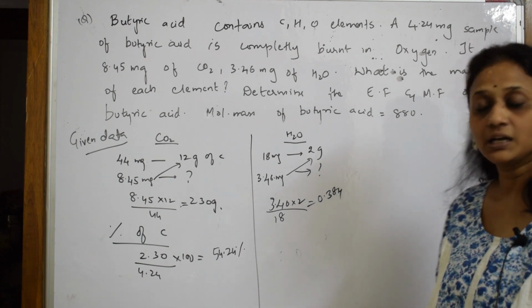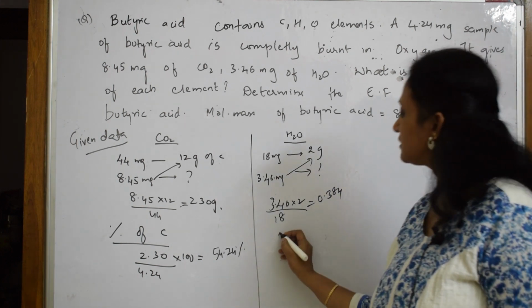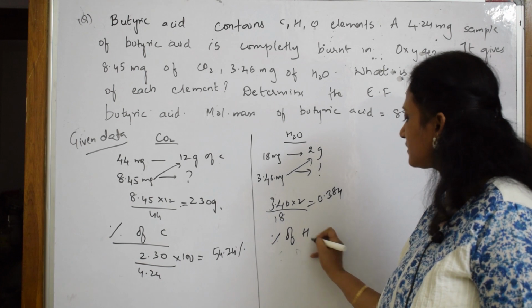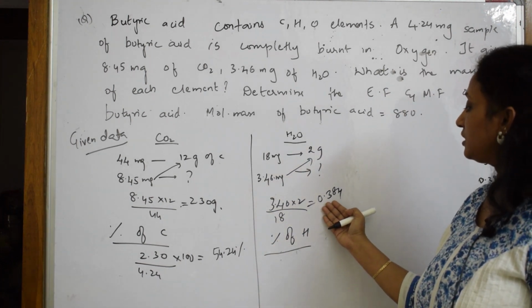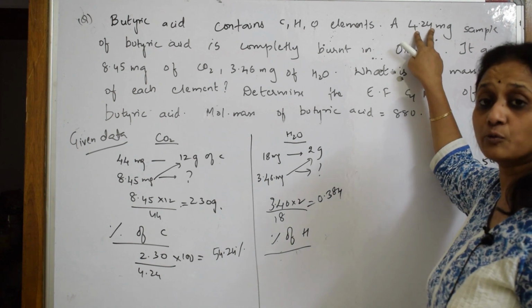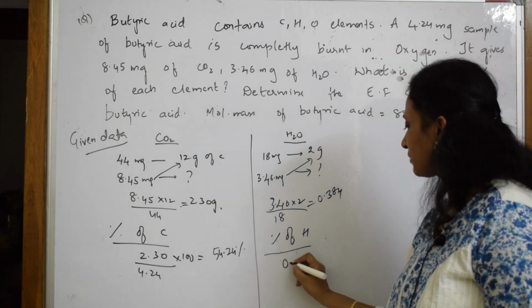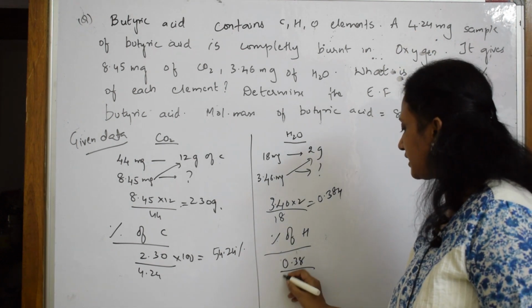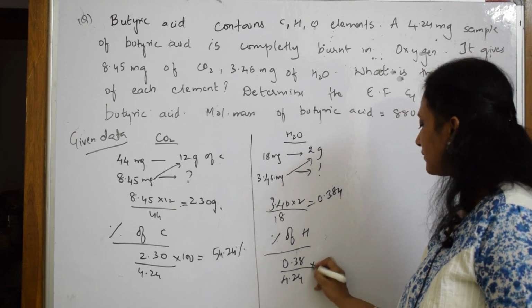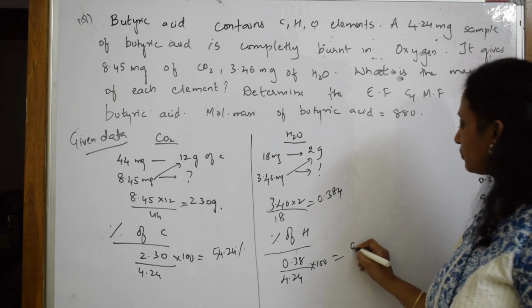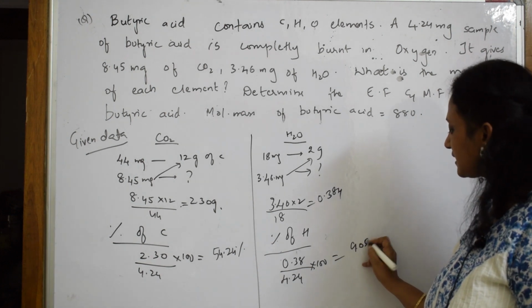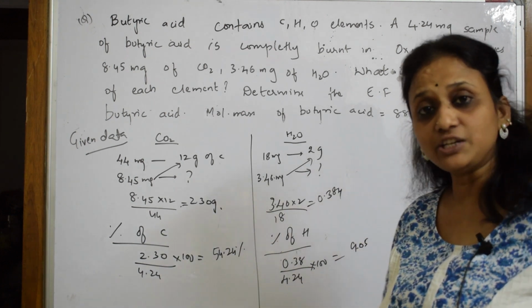0.384. Now I need to find the percentage of hydrogen. 0.384, total is 4.24. Find the percentage. 0.384 divided by 4.24 into 100. How much do I get? I get almost 9.05. Why did I get less? Because there's still oxygen present. I need to find that.